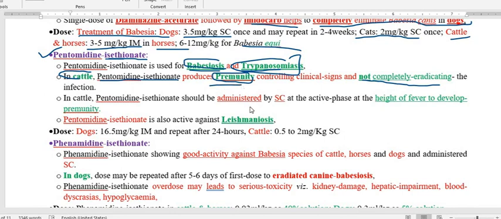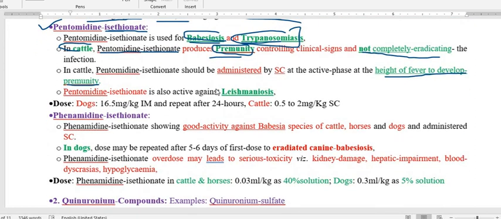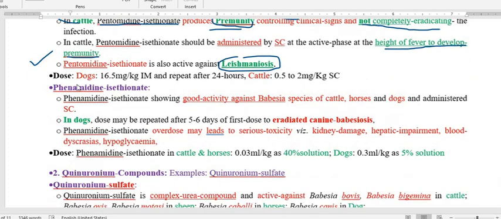So the drug pentamidine isethionate acts on Babesia and Trypanosoma, and also produces pre-immunity. The drug should be given at the height of the temperature to develop the pre-immunity, and after that the drug will not completely eradicate the protozoa, which will lead to the development of the pre-immunity. And this pentamidine isethionate also shows activity against leishmaniasis.